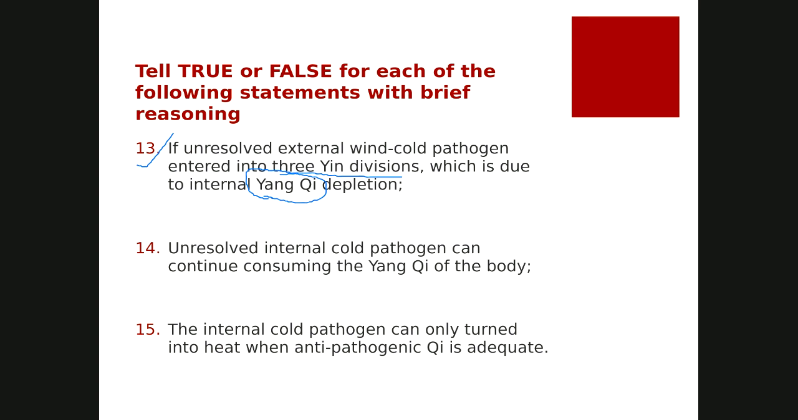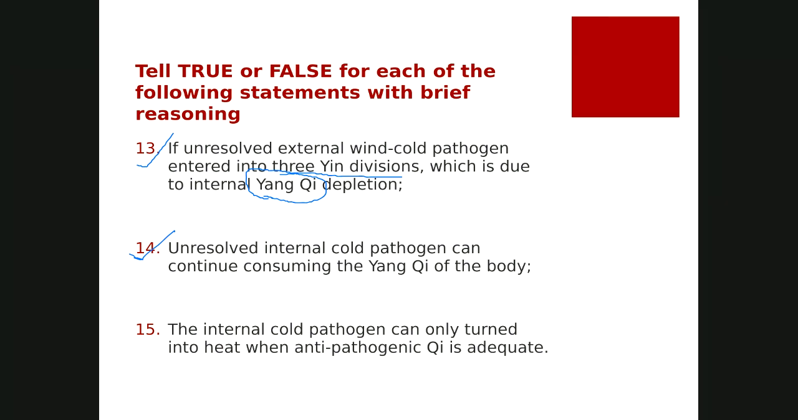Thank you. Now, number 14. Unresolved internal cold pathogens can continue consuming the yang qi of the body. So that means if the cold stays inside, okay, good. We all agree that's correct. So number 15, the internal cold pathogens can only turn into heat when antipathogenic qi is adequate. So number 14 and 15 are similar things, just talking about different angles.